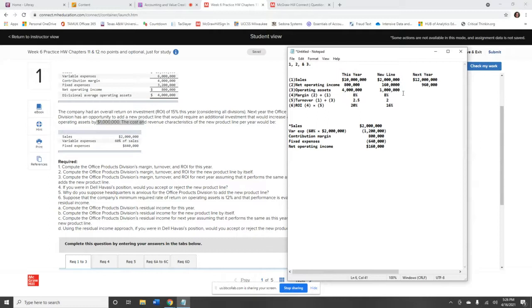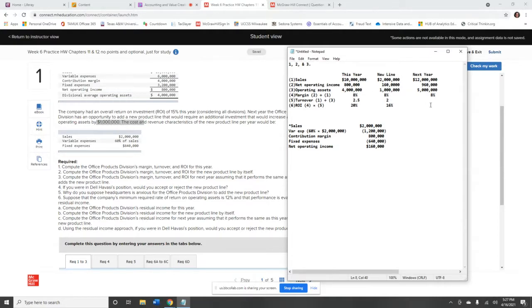Right? And 4 million plus 1 million is, I think I already mentioned that, 5 million. And so then our new margin, right? So if we were to take net operating income of 960, divide it by our sales of 12 million, and of course it's going to stay 8%. I don't know why I even thought about that. Obviously, if it was 8%, it's 8%. It's going to stay 8%.